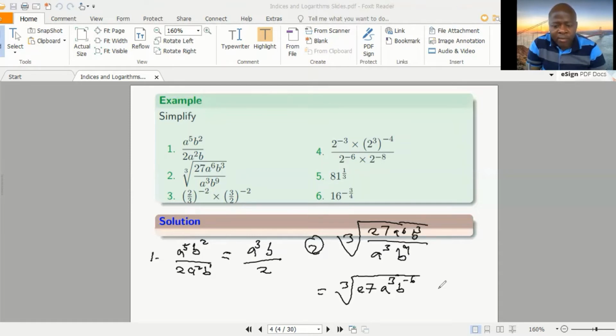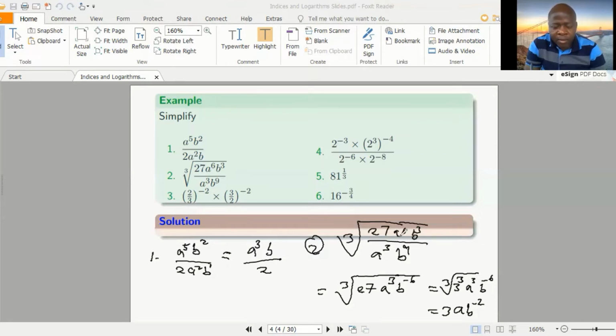So in fact what I have is the cube root of 3 raised to 3, a raised to 3, b raised to negative 6. Now, just multiply these powers by a third, and what you get is 3a and b raised to negative 2. And that becomes the answer to this question. We're just simplifying, making it a bit simpler than it is.